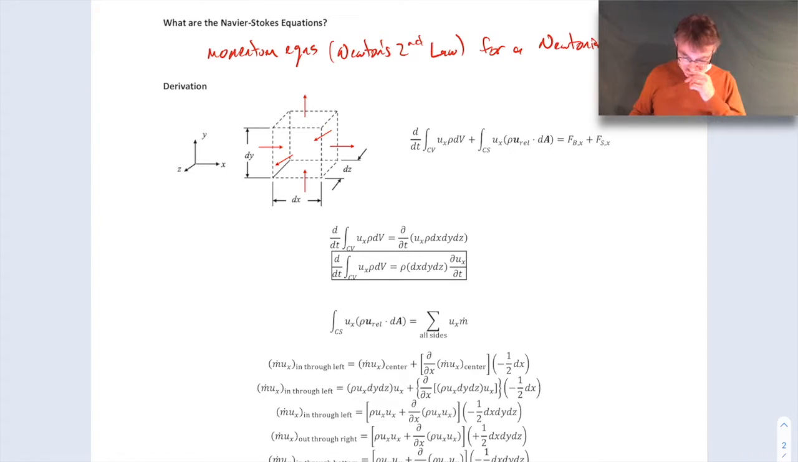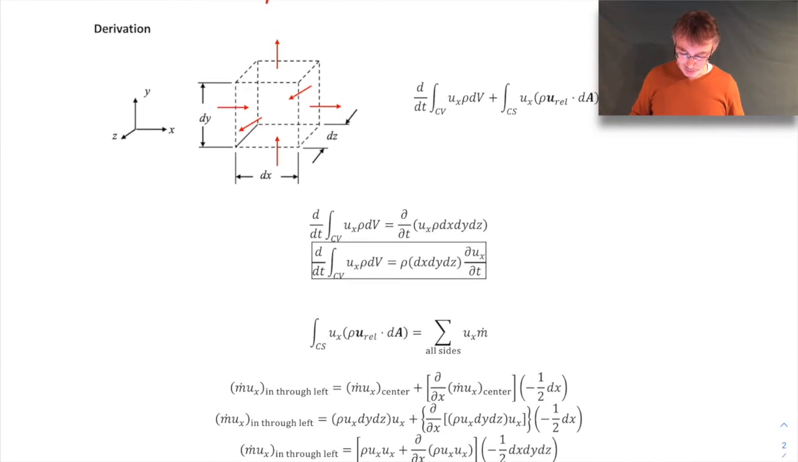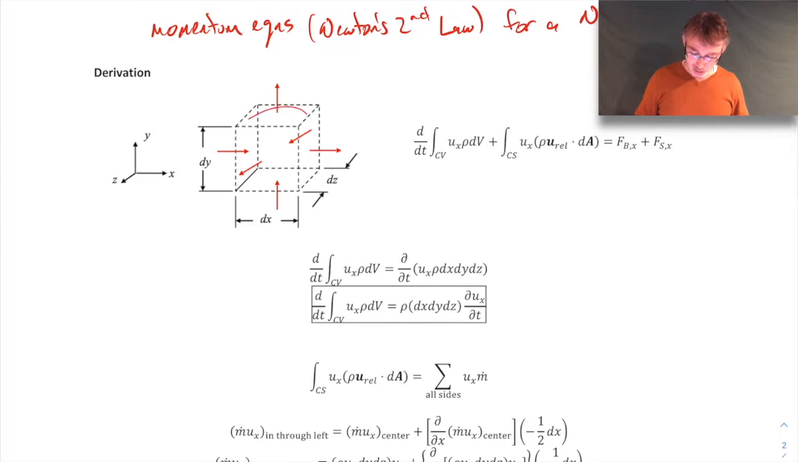So if you look at the screen here, you'll see the derivation. What we're going to do is we're going to take a look at a very small control volume. We're going to look at a very small control volume. It has a width dx, height dy, depth into the page dz. Here's our coordinate system, and then we're going to apply the linear momentum equation, which you're all very familiar with by now, and apply it to that little control volume.